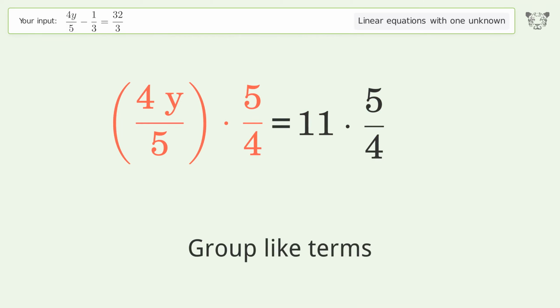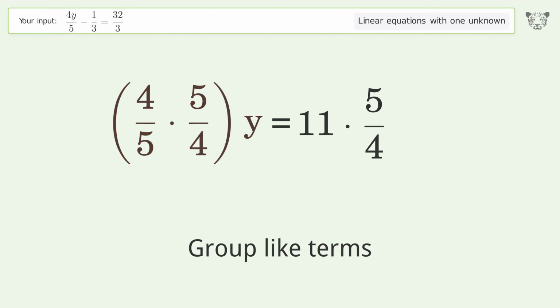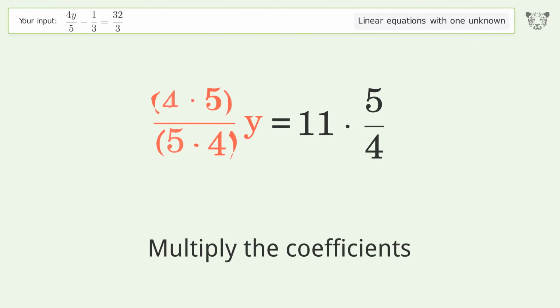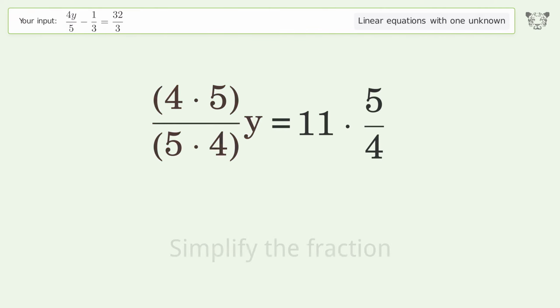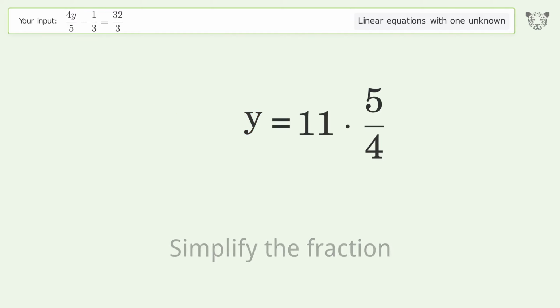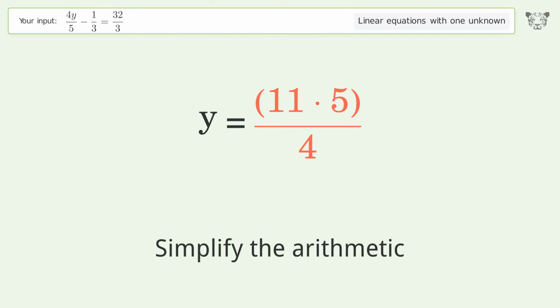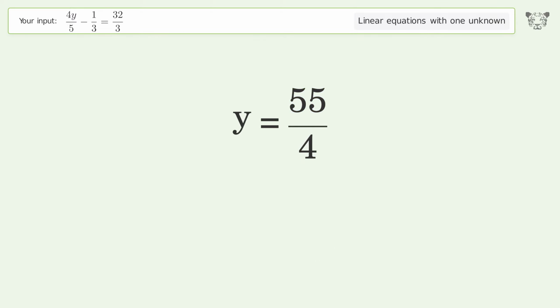Group like terms. Multiply the coefficients. Simplify the fraction. Multiply the fractions. Simplify the arithmetic. And so the final result is y equals 55/4.